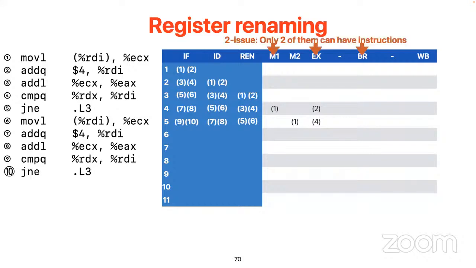And again, remember, only two of these three stages can have instructions in there. And in the fifth cycle, the first memory instruction is going to the second part of the memory execution. So if you have a new memory instruction that is available for execution, you can put it here. But at this time, let's examine the instructions we have. For 3, it's depending on the value of ECX, which is still in the pipeline. So we cannot have 3.